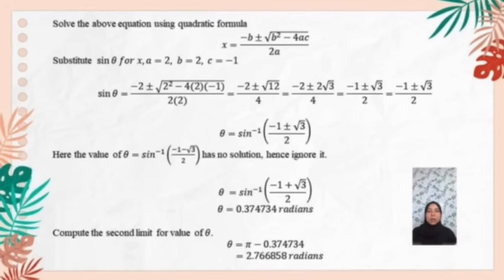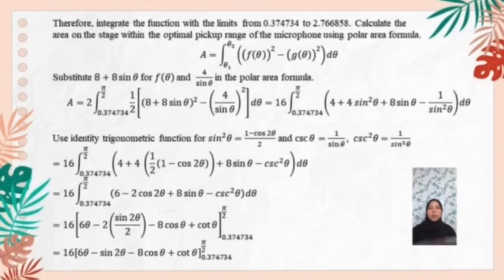Then we just take theta equals to sine inverse of negative 1 plus 3 divided by 2. Then we simplify until we get theta, which is theta equals to 0.374734 radians. We also must find the second limit of theta, which is pi minus 0.374734. Then we get 2.76858 radians.